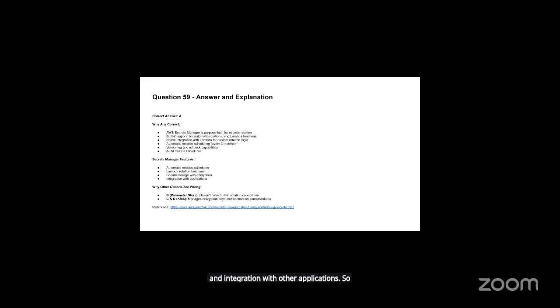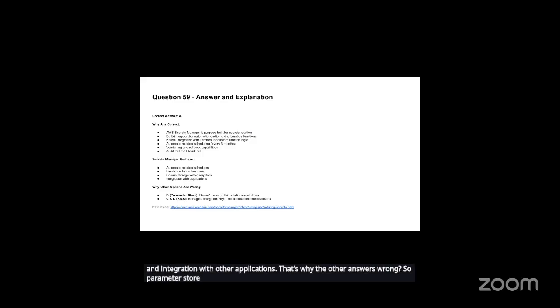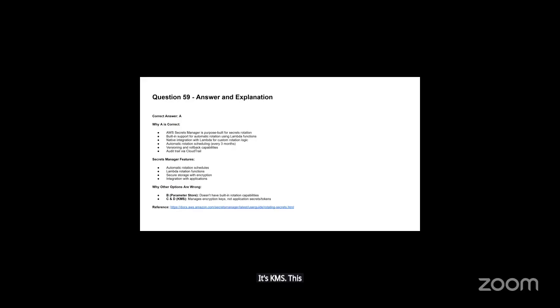So why the other answer is wrong? So Parameter Store does not have built-in rotation capabilities. And KMS, this manages encryption keys, not application secrets or tokens.